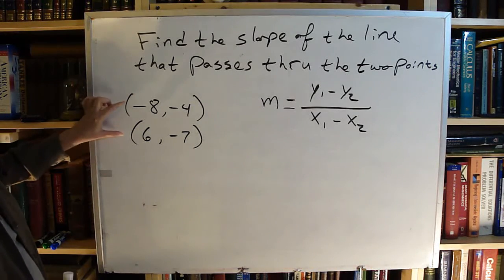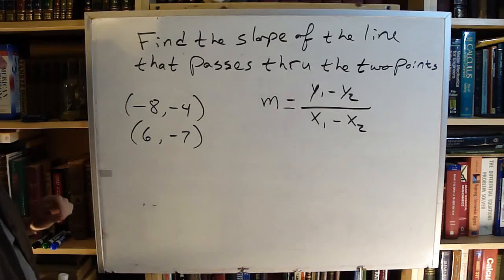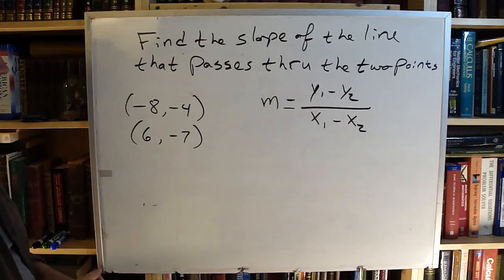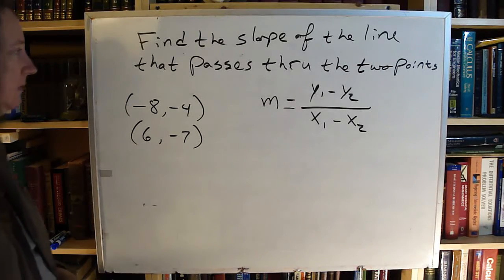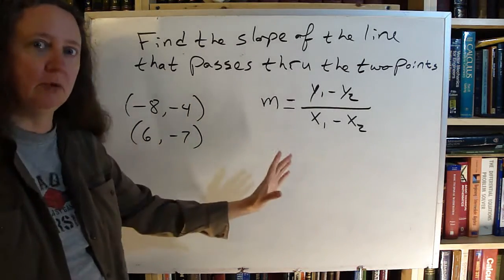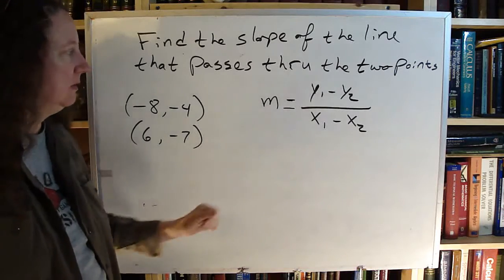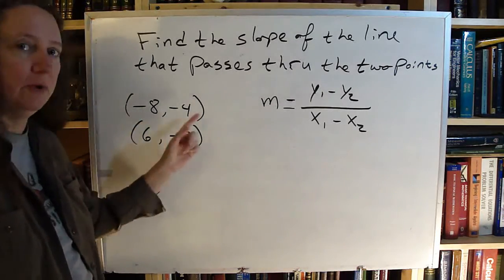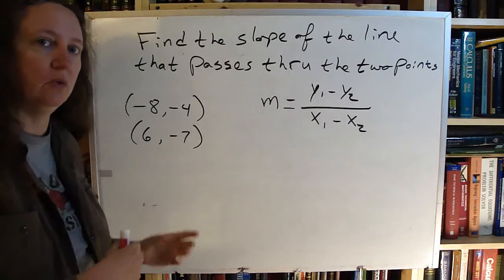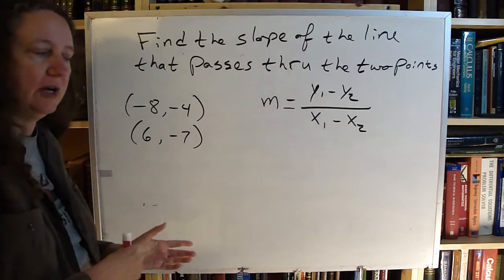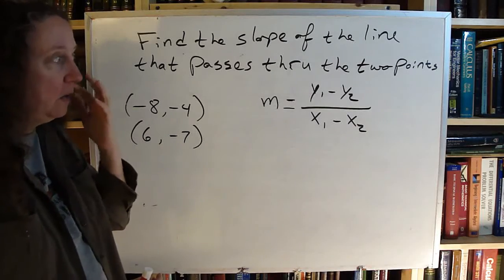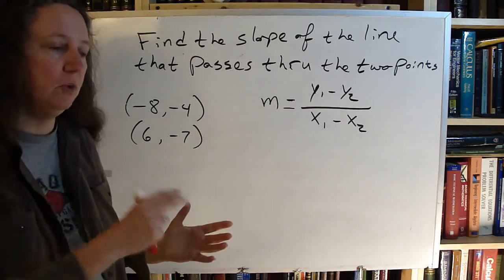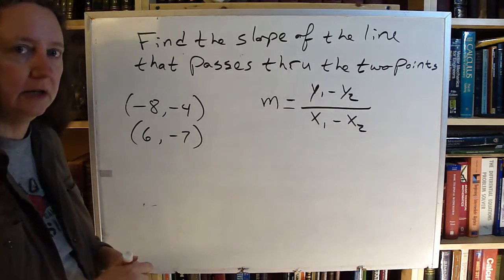Find the slope of the line that passes through these 2 points. Negative 8 comma negative 4 and 6 comma negative 7. Before I just start tossing the numbers into my equation, and you have to memorize that equation, I need to label these numbers so I know which one is which point and which one's the x, which one's the y. That way, when I'm stressed and trying to do my equation, all I have to do is pull the numbers out. I don't have to think about it anymore.